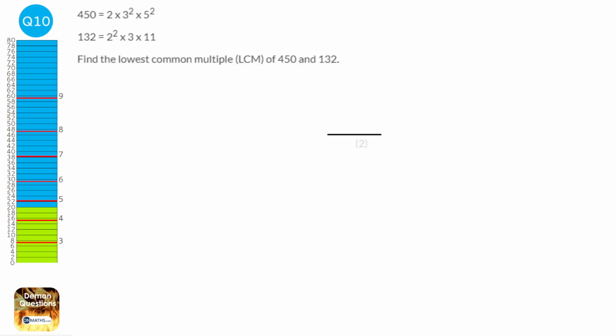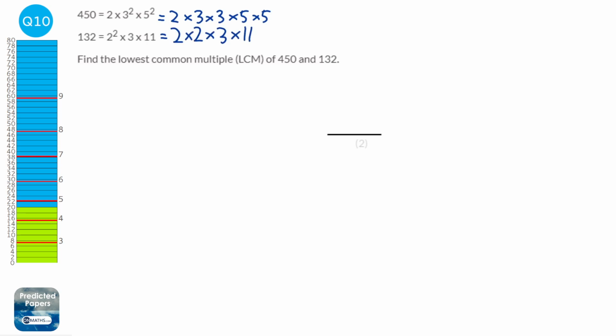This question seems a lot harder than it is. What I'm going to do is start by rewriting the prime factors, but without the squared. So 2 times 3 times 3 times 5 times 5. I'm going to do the same with the other list as well. So 2 times 2 times 3 times 11.